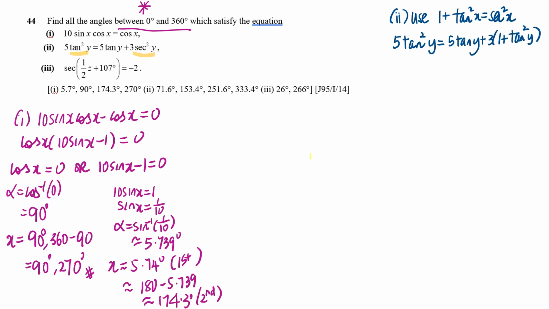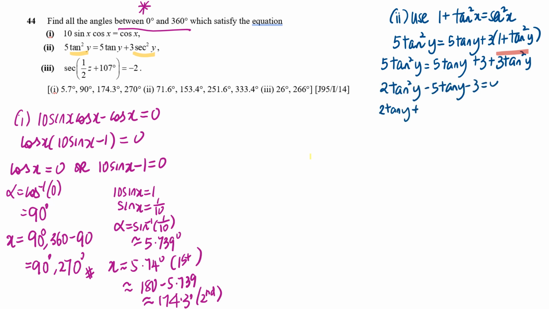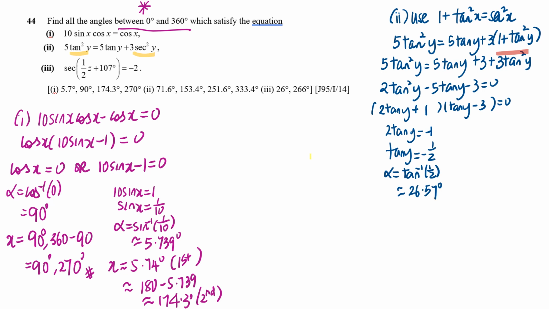Yes, we use 1 plus tangent squared x equals secant squared x, right? So you replace the secant squared y with 1 plus tangent squared y. You end up with a quadratic equation involving tangent y, and then you factorize it. Then the story continues, the same story. Make tangent y the subject, which is negative half. Find your alpha. Alpha is always tangent inverse of a positive value, so tangent inverse of positive half gives you 26.57. But because we are finding the answer for the trigo ratio to be negative, under ASTC, you come from the second and the fourth quadrant.